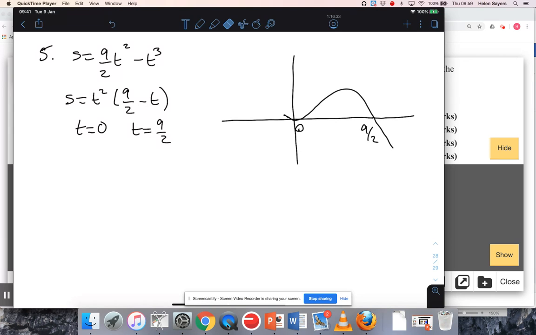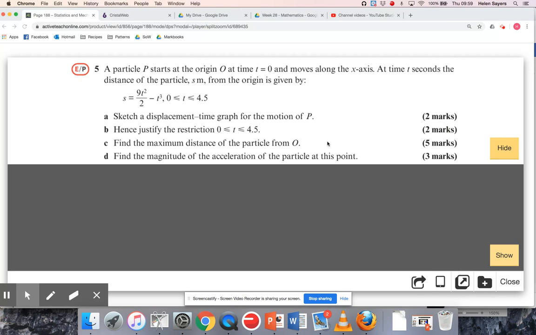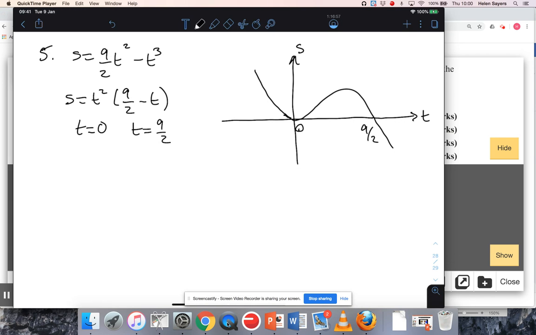Okay, so I got a bit ahead of myself there. So that's what the whole cubic would look like, and that's something that we should be able to sketch from our core maths. And they've asked for a displacement time graph, so we'll come back to that. But t is only between 0 and 4.5. So going back to my graph, the rest of it doesn't really exist.